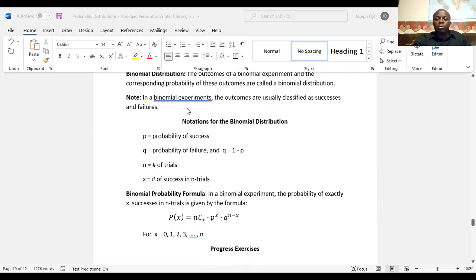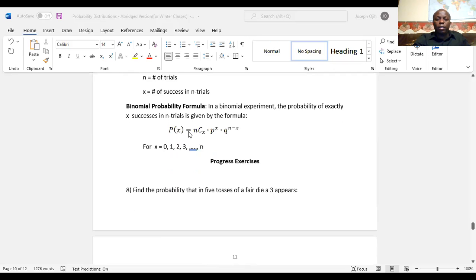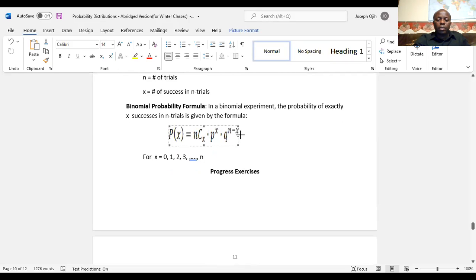To calculate binomial probabilities, we use what we call the binomial formula, which goes like this. Probability of X equals N combination X, and we did this combination yesterday, times P to the power X times Q to the power N minus X. The X values start from 0 all the way to N. We are going to be using this formula to calculate binomial probabilities. All you need to do is find the values for X, N, P, and Q.